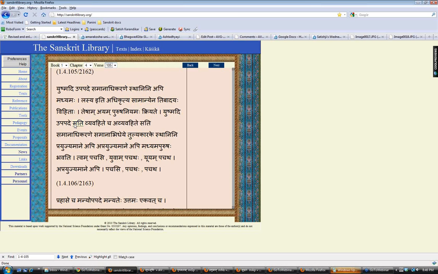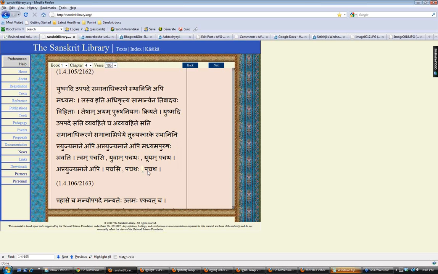So tvam, yushmad is there. Kutra shabdena vyavadhanam vartate. Tathapi madhyama purusha eva prayujyate. Even though it doesn't have to be vyavahite, avyavahite sati. Samanadhikarane, samanya vidheya. Of course, the verb should be referring to the yushmad padam. So tulyakarake sthanini, prayujyamane api, aprayujyamane api. Even though it may not be specifically used, it might be implied, like kutra gacchasi, madhyama purusha bhavati. Tvam pachasi, yuvam pachathaha.